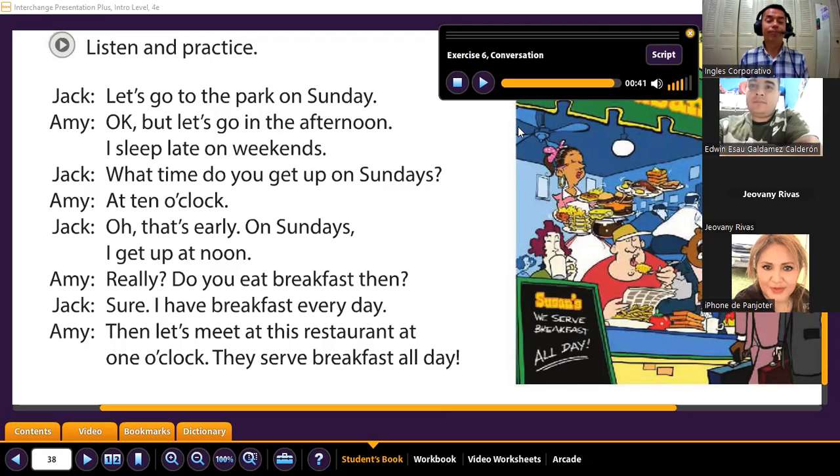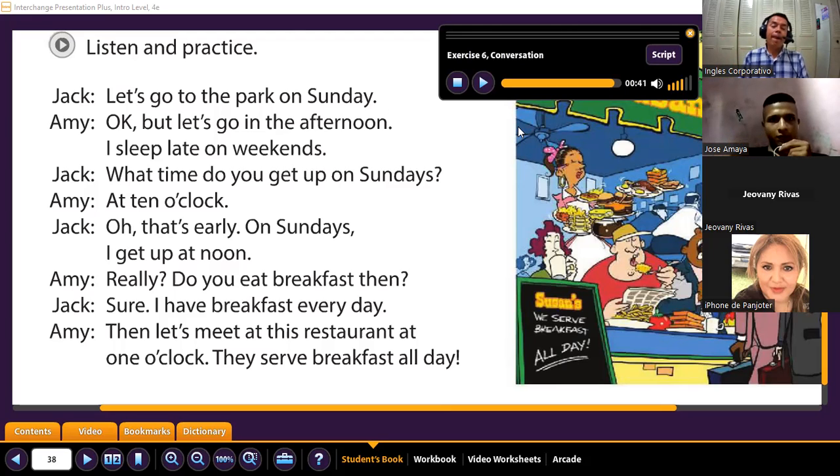Let's go to the park on Sunday. Okay, but let's go in the afternoon. I sleep late on weekends. What time do you get up on Sunday? At 10 o'clock. Oh, that's early. On Sunday, I get up at noon. Really? Do you eat breakfast then? Sure. I have breakfast every day. Then let's meet at this restaurant at 1 o'clock. They serve breakfast all day.